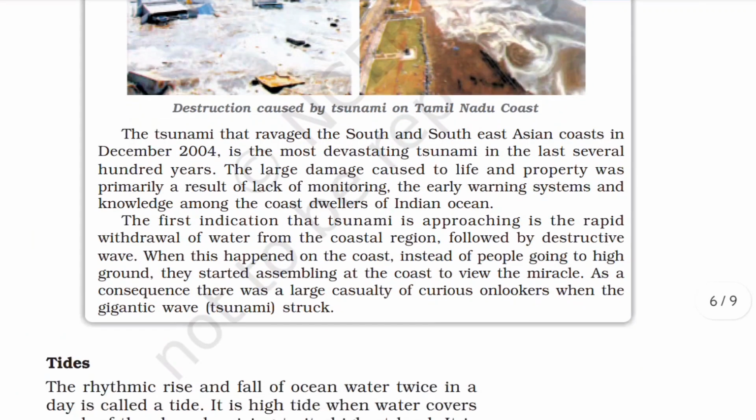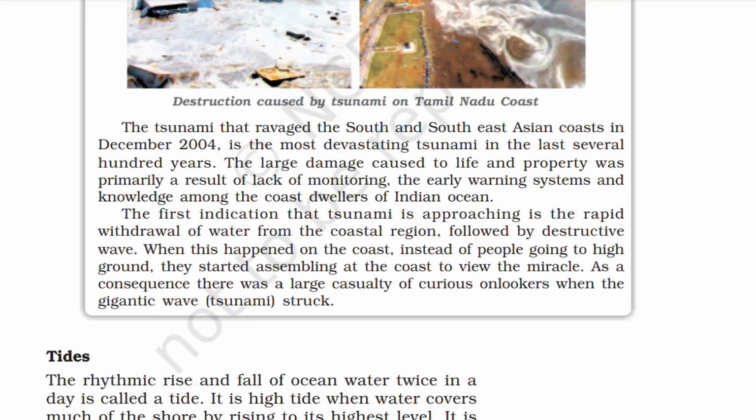The tsunami that ravaged the South and Southeast Asian coast in December 2004 is the most devastating tsunami in the last several hundred years. The large damage caused in life and property was primarily a result of lack of monitoring, early warning systems, and knowledge among the coast dwellers of the Indian Ocean.